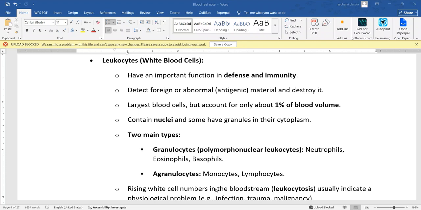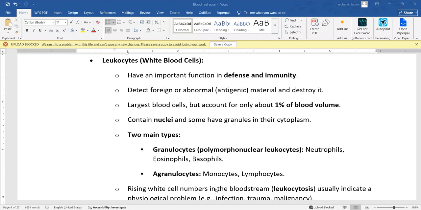So the red blood cells are non-nucleated, but the leukocytes have nuclei, and some of them also have granules. Those that have granules are called granulocytes, while those that do not have granules are called agranulocytes. And it's easy to know, you don't have to cram it.